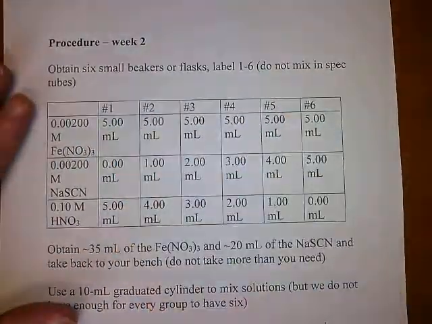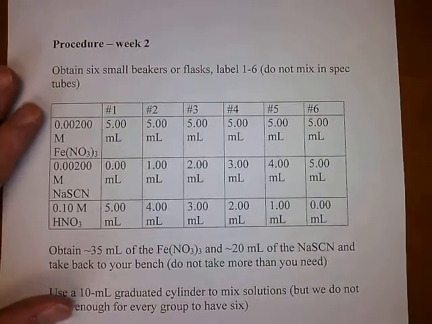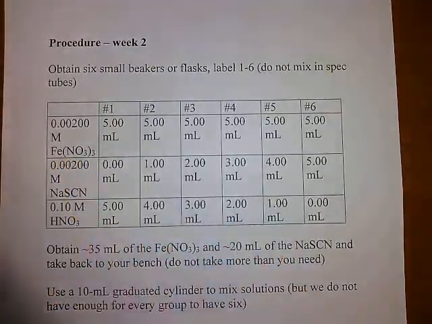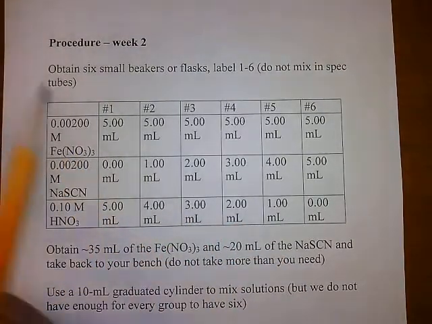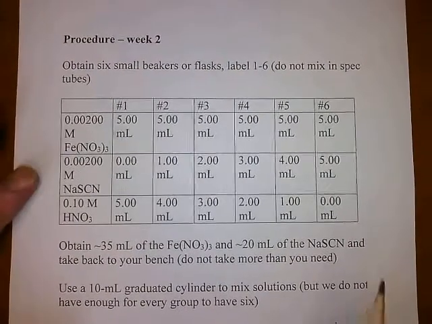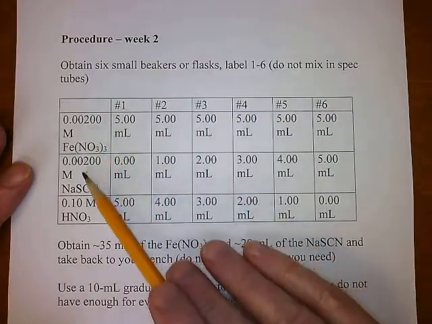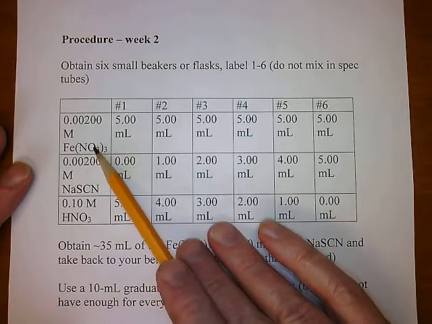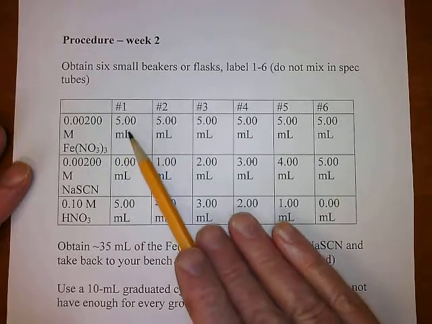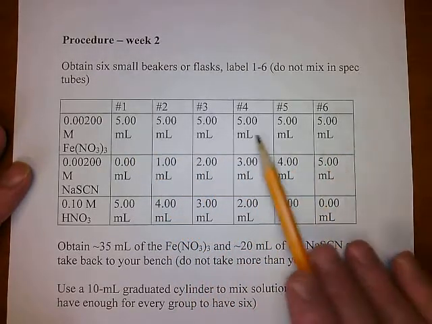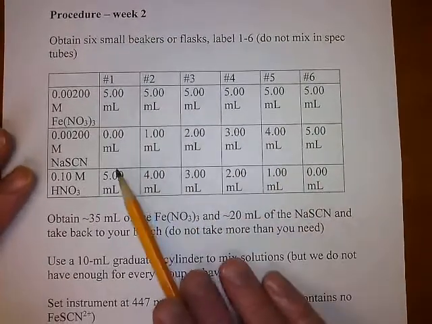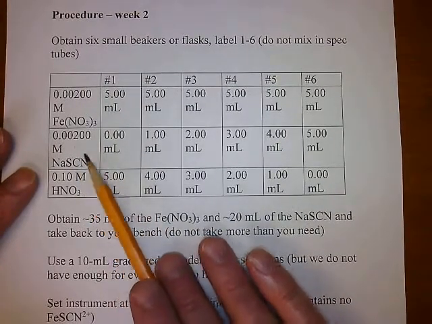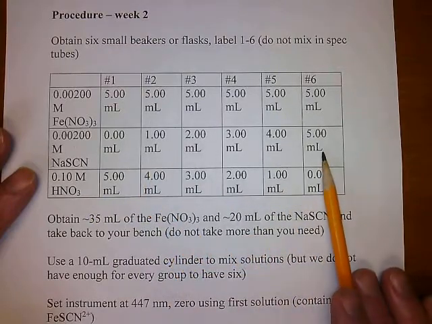So what are we going to do in week 2? Something somewhat similar, except this time we're actually going to determine the equilibrium constant, right? So note that these two are now the same concentration. This one is no longer 100 times bigger. So again, the concentration of iron is going to stay the same, 5 mils in each flask. The volume of sodium thiocyanate will go from 0 to 5 mils.